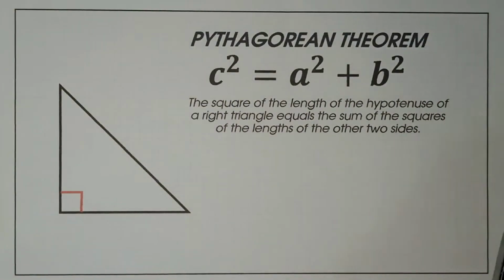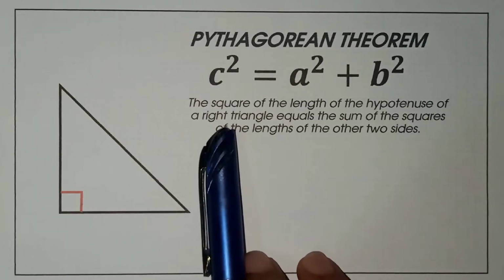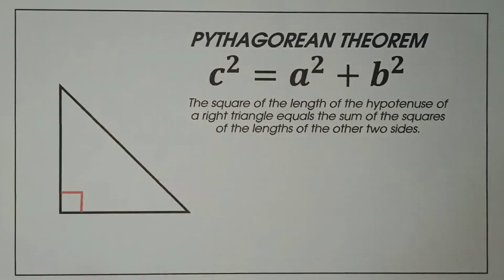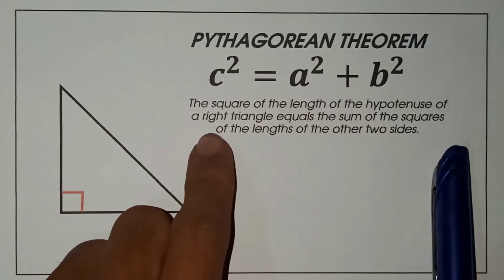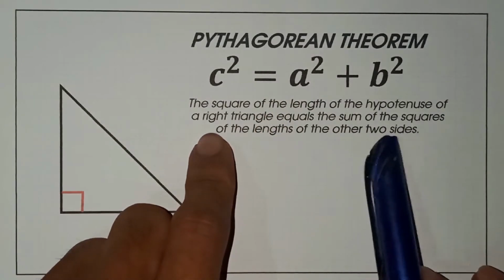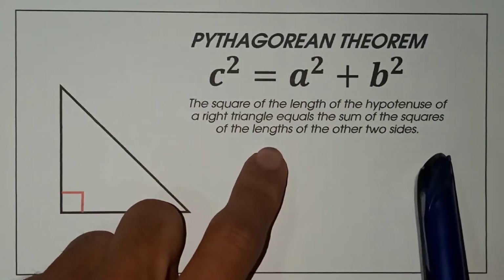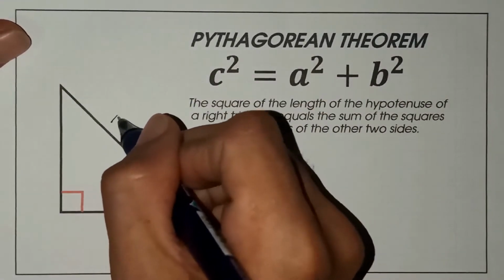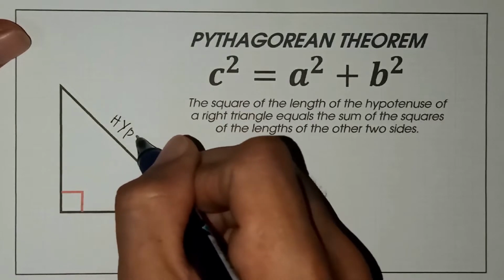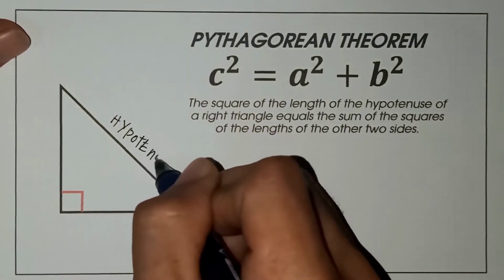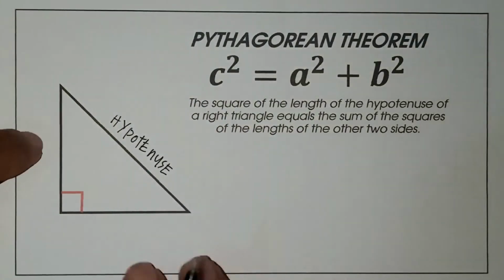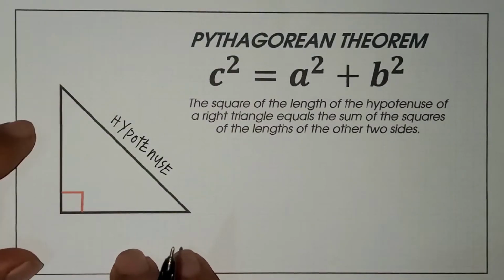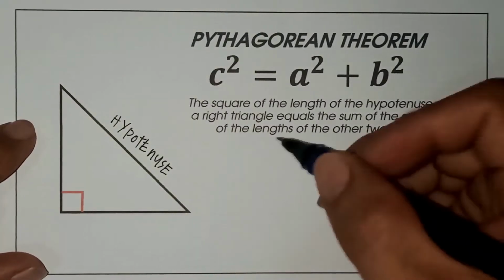The Pythagorean Theorem has the formula: the square of the length of the hypotenuse, this is C, is equal to the sum of the squares of the lengths of the other two sides. This is the hypotenuse, and the two remaining sides are the two legs. When do we use the Pythagorean Theorem?